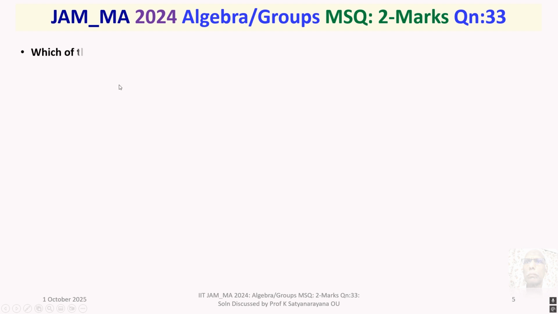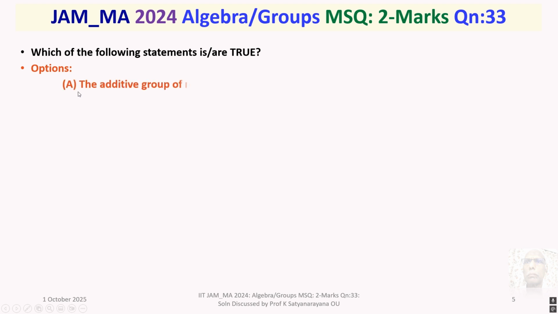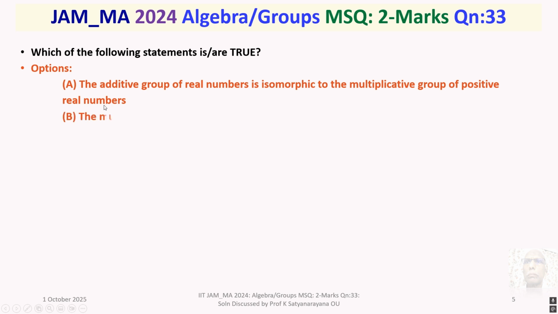The given question is, which of the following statements are true? We are given four options. Option A, the additive group of real numbers is isomorphic to the multiplicative group of positive real numbers.